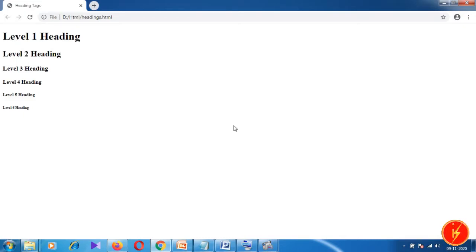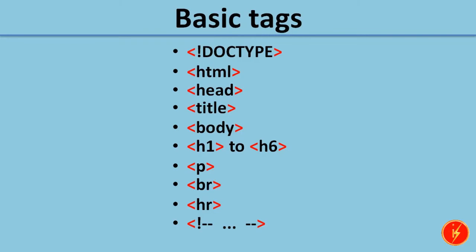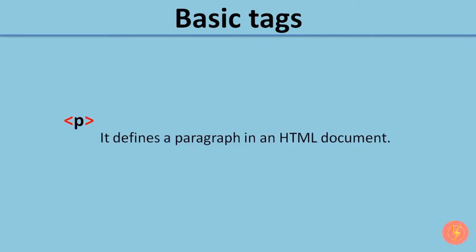Next, we are going to discuss the paragraph tag. The P tag defines a paragraph in an HTML document. A paragraph always starts on a new line and browsers automatically add a blank line before and after a paragraph.